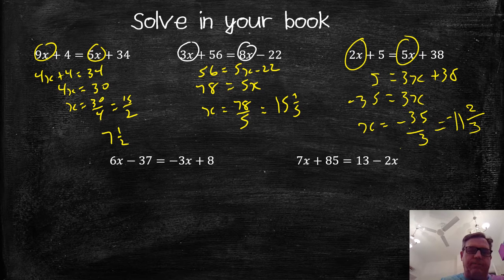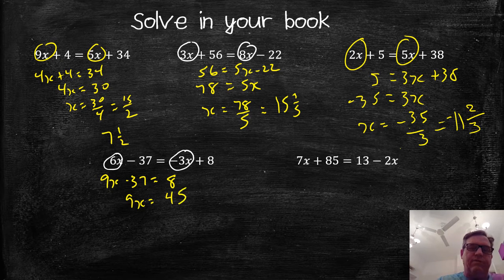All right, the next one. I've got a 6x and a minus 3x. So I want to move the minus 3x. I want to add 3x to both sides. So on the left, I'm going to have 9x minus 37 equals 8. I'm going to add 37 to both sides. 9x equals 45. Divide by 9, x equals 5.